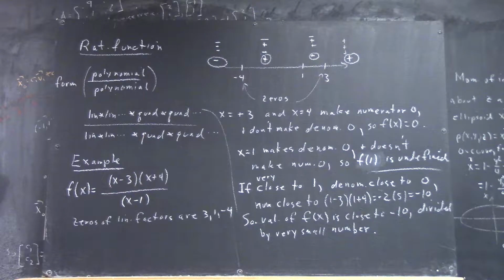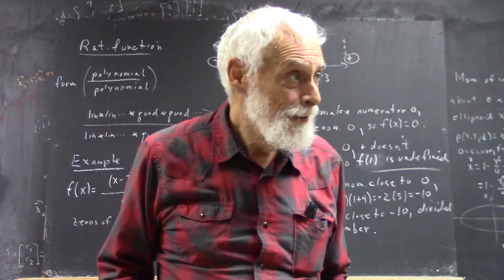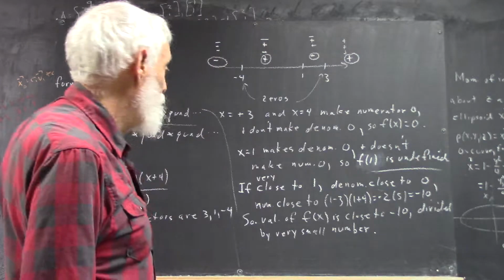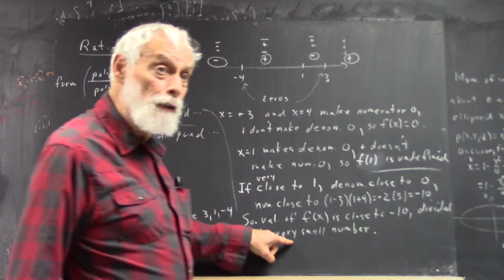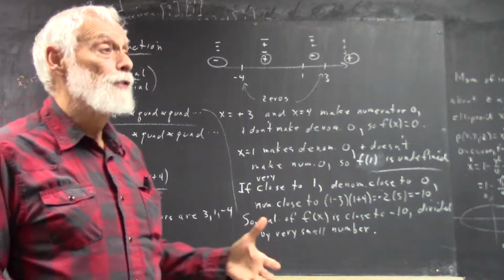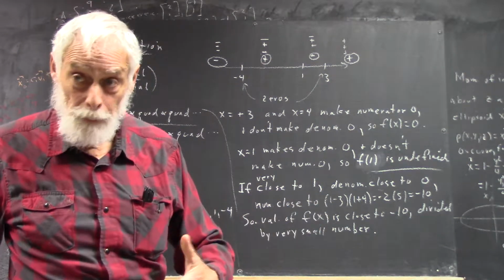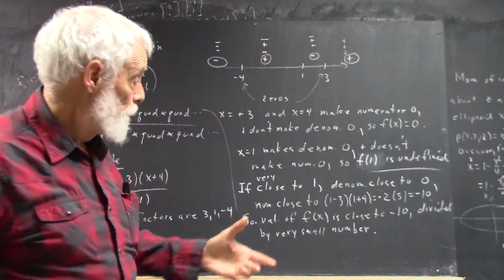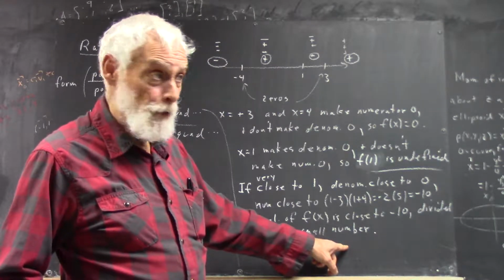Okay, so the point is, if we divide a number that isn't small by a number that is tiny, we get something big, right? So when we divide -10 by this number that's very small, we get a number that's very big. Now, it might be a very big positive number or a very big negative number. It could be either, because of course our small number could be positive or negative, right?